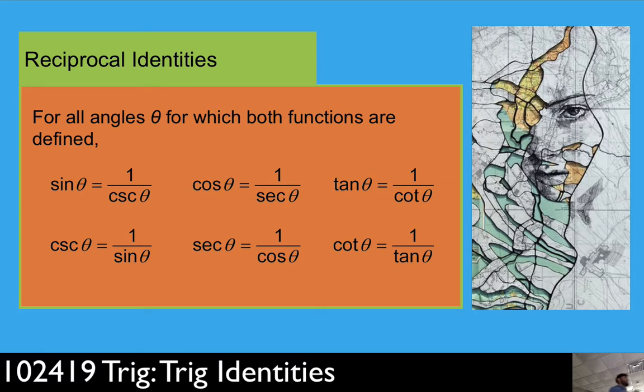The third group of them is the reciprocal identities. These are all pretty straightforward. For any angle, there's just its inverse. So the sine is y over r, and cosecant is r over y, etc. Cosine is x over r, secant is r over x, and then tangent and cotangent are just the reciprocals of one another. Those are all the trigonometric identities.